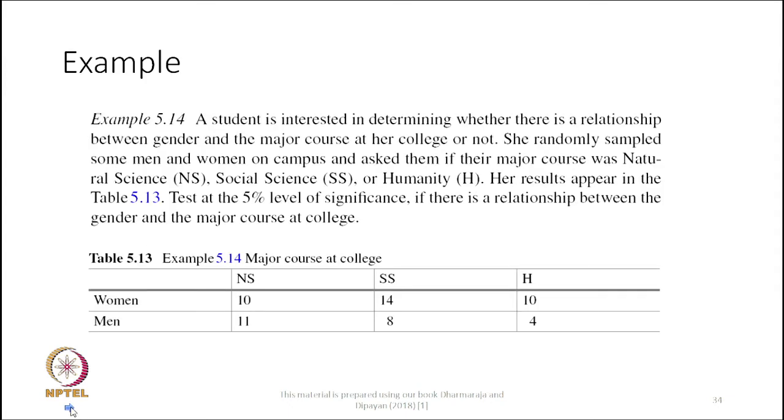As a simple problem, you can go through the problem and understand how we can come to a statement about whether these two variables are independent or not. The null hypothesis is that these two variables are independent, and the alternate hypothesis is that they are not independent, and we are going to verify this statement at the 5% level of significance.